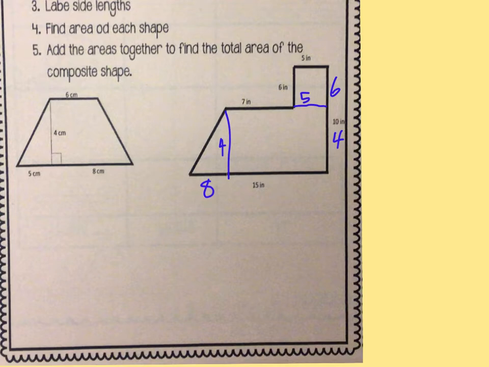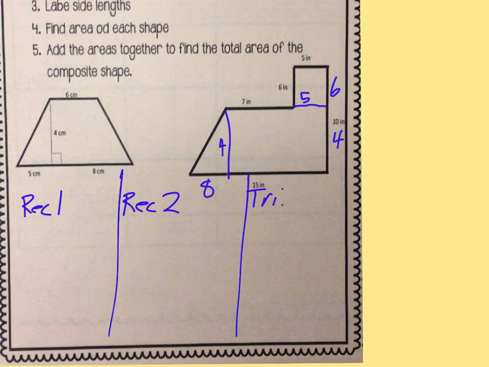We can actually break this up into what shapes. So I have a rectangle that I'm going to call rectangle 1 because there's 2 rectangles. There's one there and one there. So I also have rectangle 2, and then I have a triangle. Well, let's not list the whole thing out. So here we go. Let's find rectangle 1.